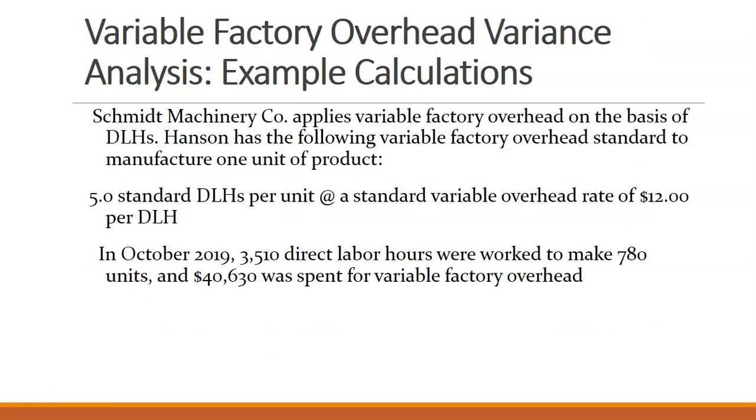We're back to our theoretical company. So we're going to be using this Schmidt Machinery Company that was in Chapter 14. We'll also look at it in Chapter 15 and future chapters. We apply factory overhead on the basis of direct labor hours. Our standards are 5 direct labor hours per unit at a standard variable overhead rate of $12 per direct labor hour. In October, we used 3,510 direct labor hours to make 780 units and spent a total of $40,630 for variable factory overhead.